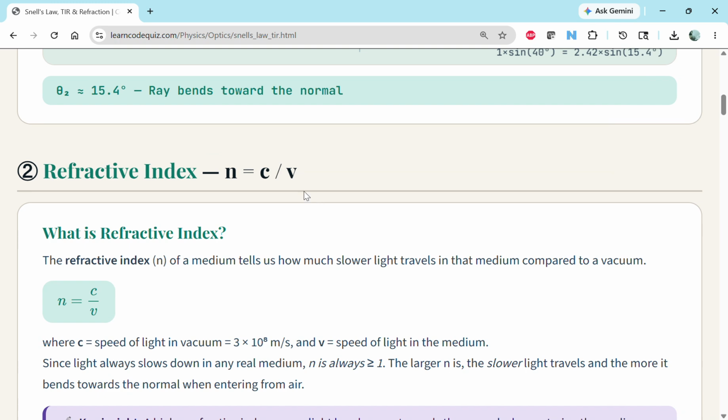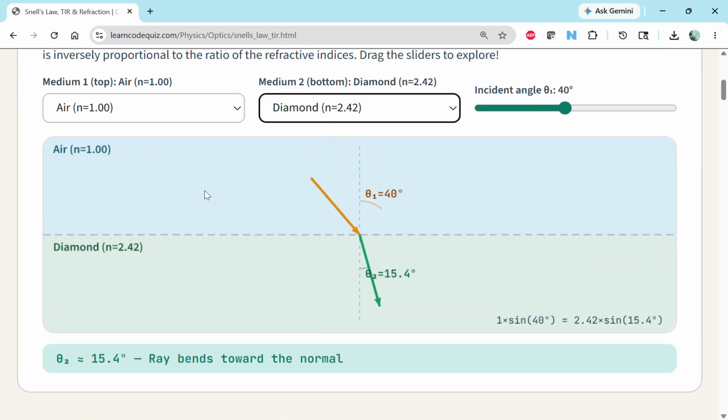So the refractive index is given by c divided by v, where c is the velocity of light in air, which is 3 × 10^8 meters per second, and v is the velocity in that medium. If the velocity of light through that medium slows down when the medium is very dense, then the value of v will be less than c, and the value of n is going to be greater than 1. In the case of diamond, it is something like 2.42.